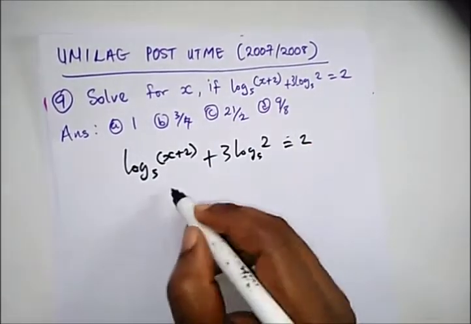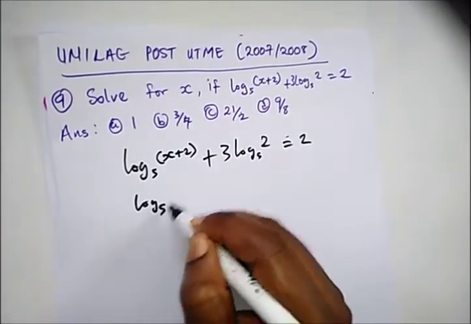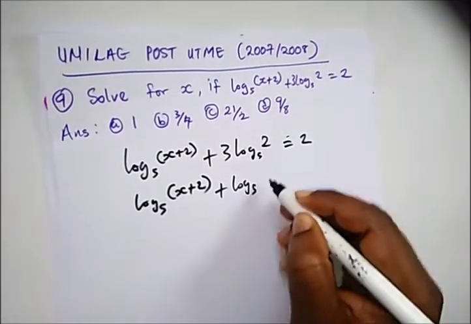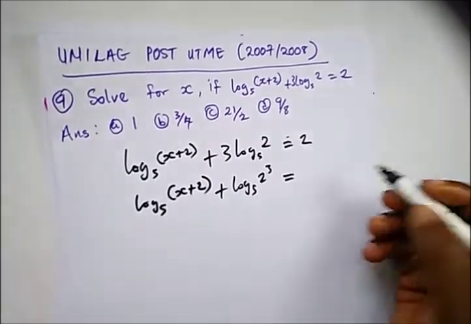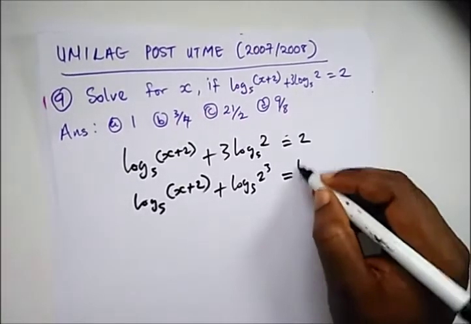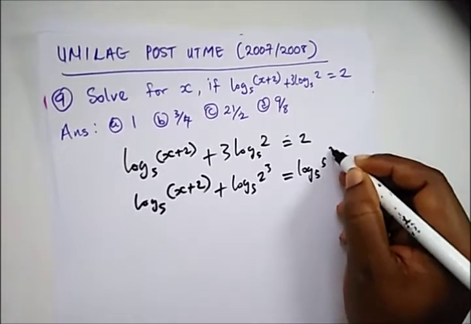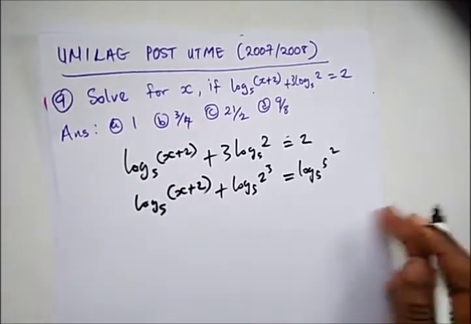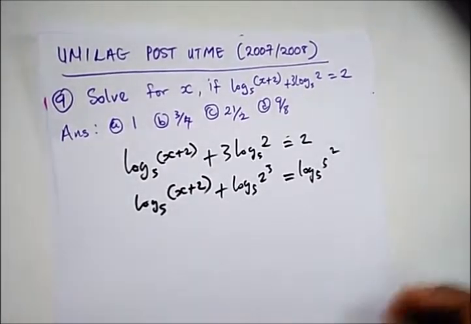So take this 3 up here. So we have log base 5 of (x plus 2) plus log base 5 of 2 cubed equal to, this can also be changed to log base 5 of 5 squared. Check out the introductory topic of logarithm. You'll find how to solve using the rules of logarithm.